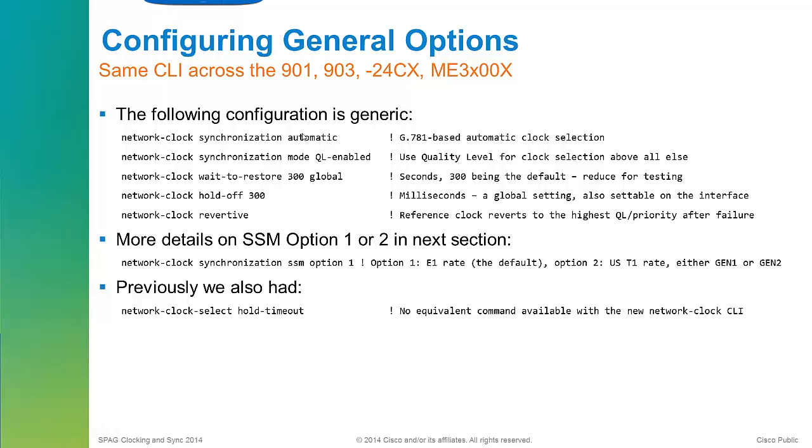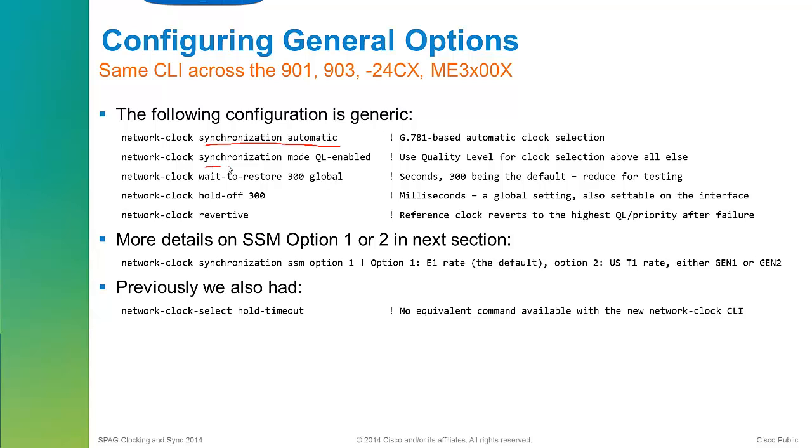So now we've covered those concepts, we define them. So this is fairly standard CLI, Cisco IOS, not a trademark of Apple, definition of CLI. And what this allows us to do is to now define the global options which we've just discussed. So first of all, and this is fairly standard what we would define on every network element, the first thing is to say we want to have network clock synchronization automatic. And what this means is that we're going to turn on G781, and you definitely want this turned on.